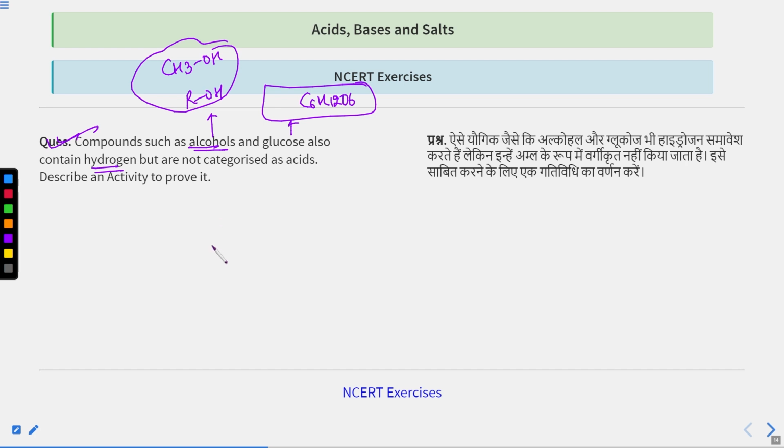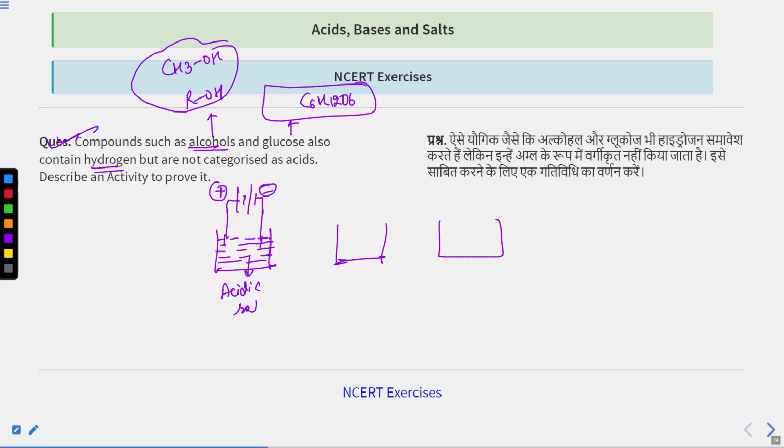This is very simple. Let's take 3 beakers. Make a setup, connect negative and positive plates, and connect these plates with a battery. Suppose this is connected to positive, and this is connected to negative. And let's take a solution, an acidic solution, any acid.